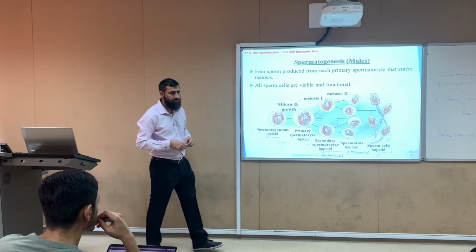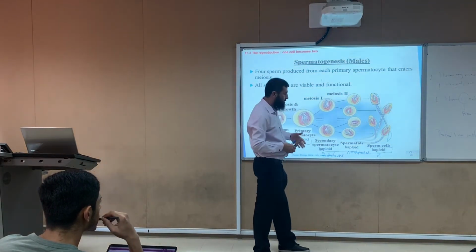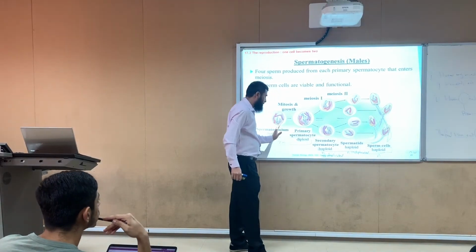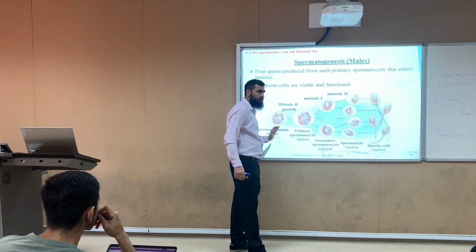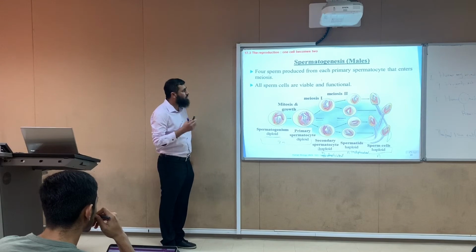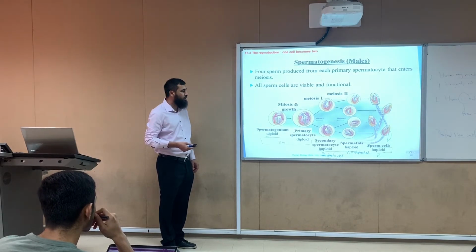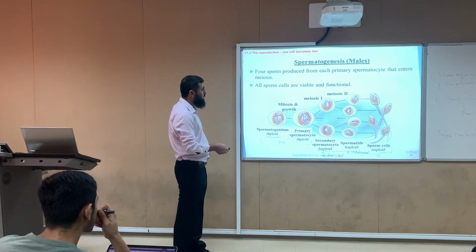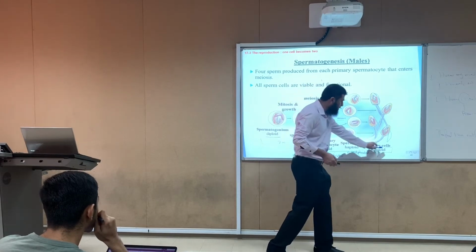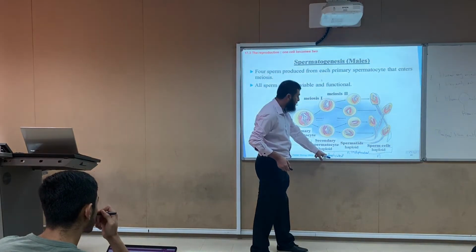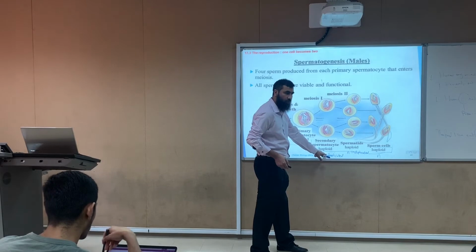Why is it always four? Because you get two rounds of meiosis. Do I need to know the stages of sperm? Yes, you need to know the different cells. That's why I'm telling you now. So in spermatogenesis, from a primary spermatocyte we get four mature sperm which are all viable and functional. Remember the chromosome status: we have diploid, we have haploid. In a secondary spermatocyte, it's haploid with duplicated chromosomes.